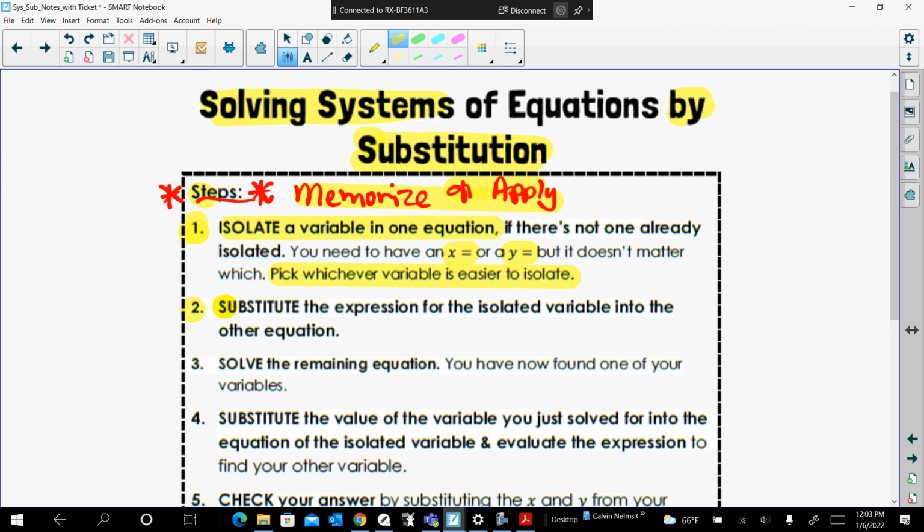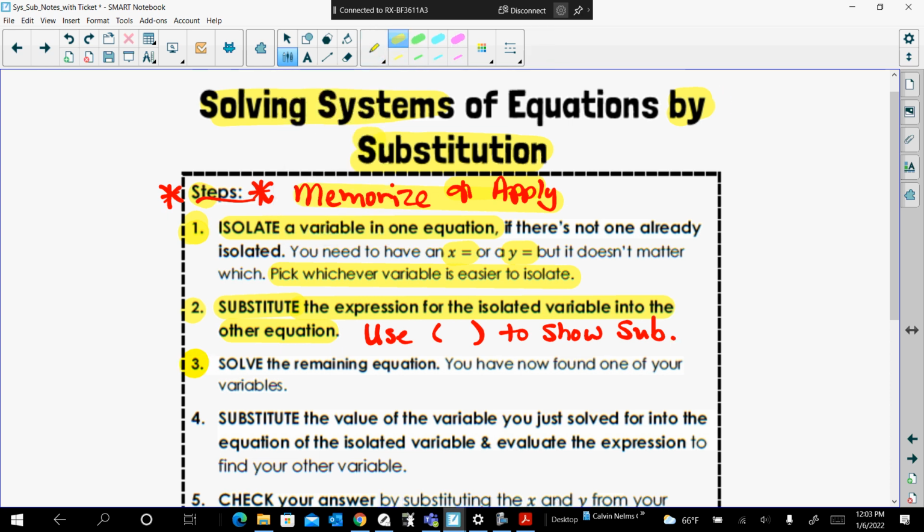Step 2, anytime I talk about substitution, you have to use parentheses. So to substitute the expression for the isolated variable into the equation. Anytime we say to substitute, you're going to have to use parentheses to show substitution. And I'm going to abbreviate substitution as SUB. Okay? So please add that to your notes.